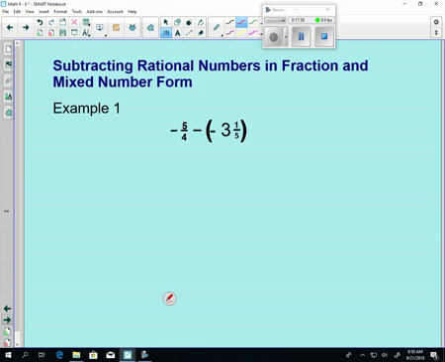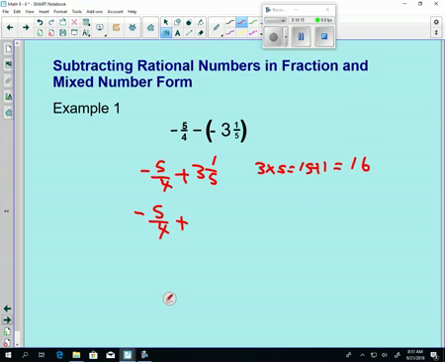So subtracting, one more example. Minus 5 over 4. Minus a minus means it's a plus. We have to get this mixed fraction to an improper one. So multiply 3 times 5 is 15, plus 1 equals 16. So that's going to be 16 over 5.